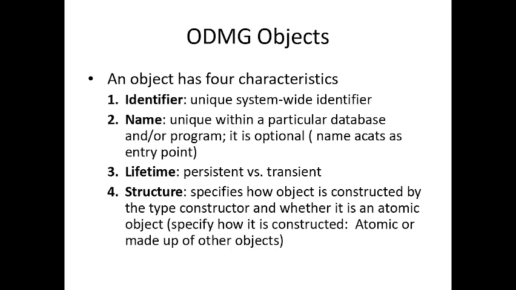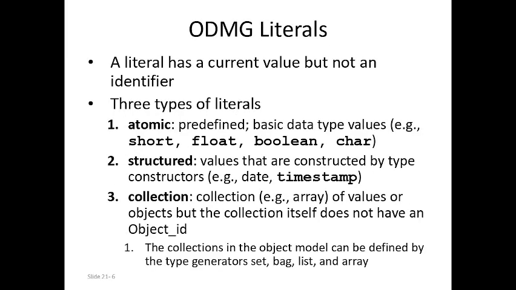And a literal is a value that does not have an object identifier. The value may have a simple or complex structure. And as we know, there are three types of literals, that is atomic, structured, and collection. An atomic literal corresponds to the values of basic data types and are predefined.